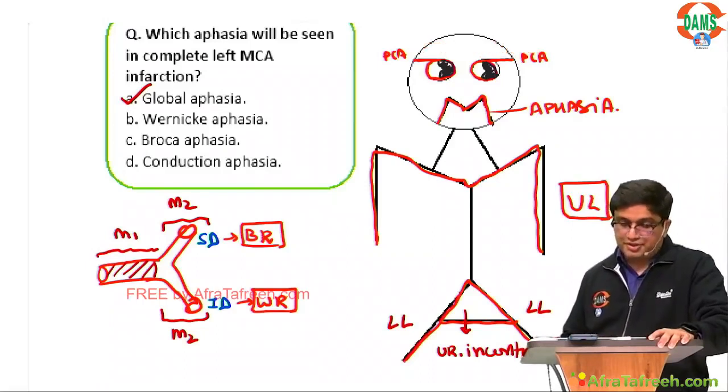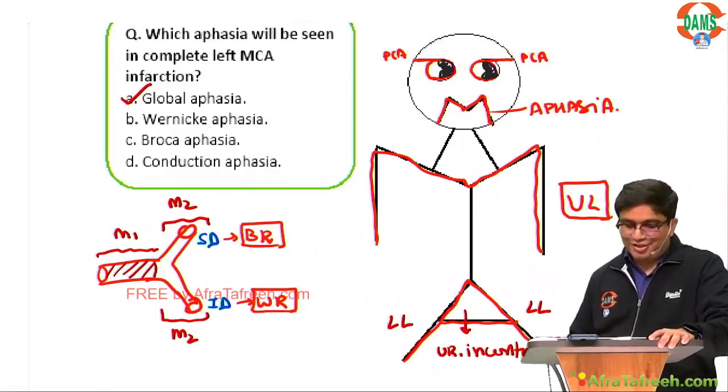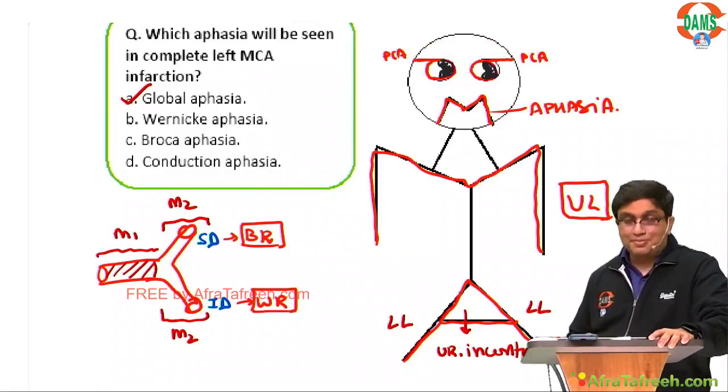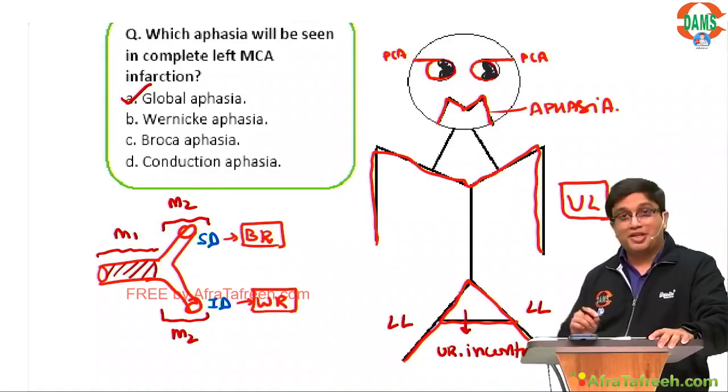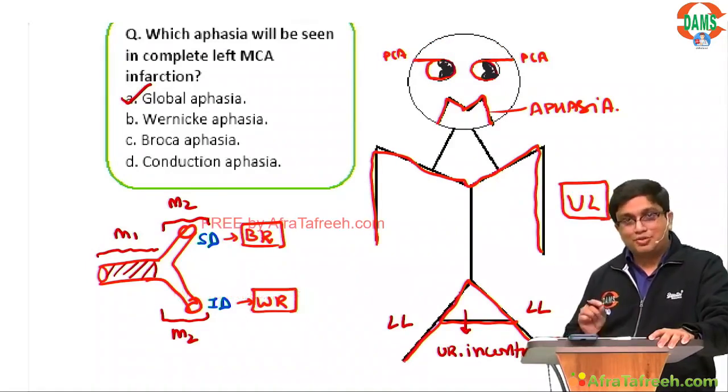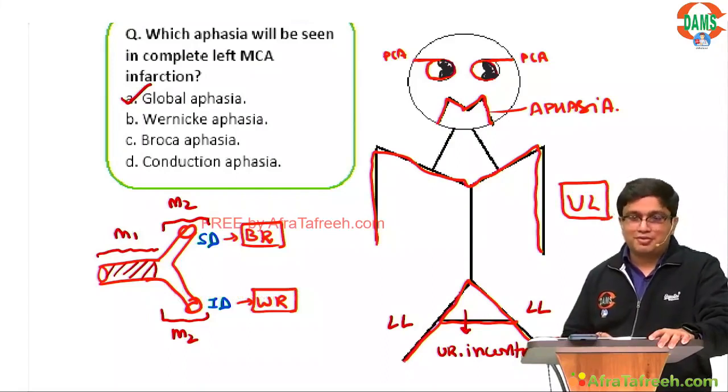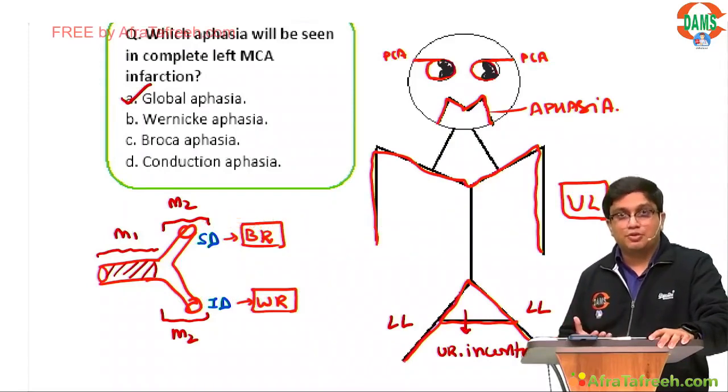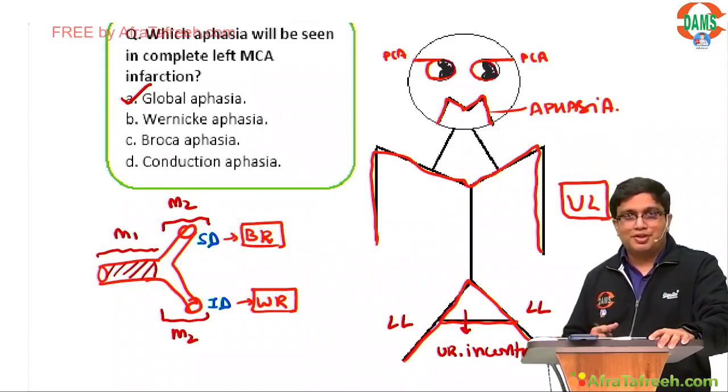Not Broca's aphasia, not Wernicke's. It will be global. Look at the word complete. Complete means both superior and inferior divisions are lost, that can only happen when the proximal or the M1 part of the MCA is involved in the patient. So the superior division or inferior division involvement alone could also be known as partial occlusion, not a complete occlusion. Okay.